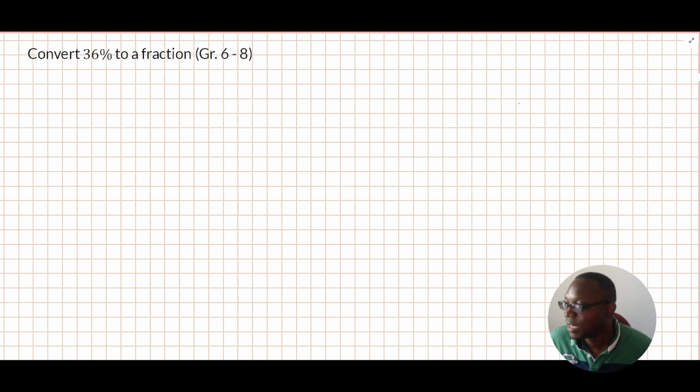Okay, so next one is, let's convert 36% to a fraction. 36% simply means that you have 36 with a denominator of 100. That's what the percent means.